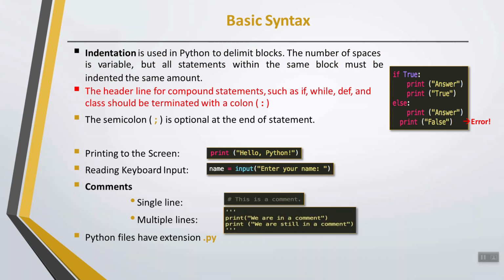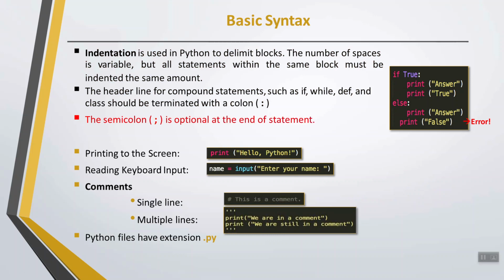So other things, we have the header line of compound statements such as if, while, def, and class should be terminated with a colon. So we use a colon at the end of each compound statement, which is understood by the compiler to mean that a separate block is going to start. So that's why the compiler understands that after the colon, there will always be needed an indentation.